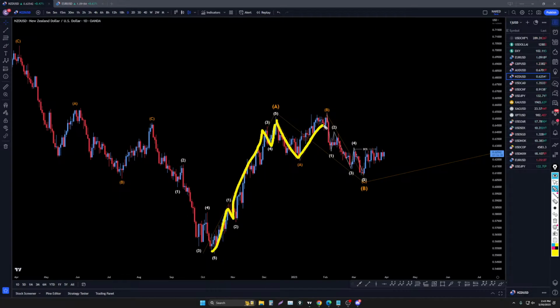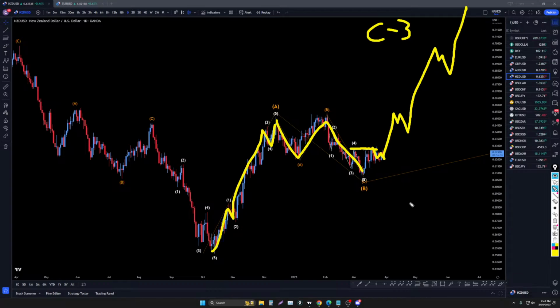We have 3 waves down, A, B, C. We have a break of structure to the upside. Usually after you have a break of structure, you'll have a pullback, and then at the end of that pullback is going to be the much safer entry to go long for the continuation, just like the Aussie, for a wave C or possibly a wave 3.